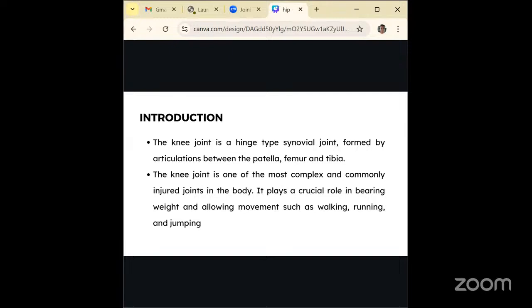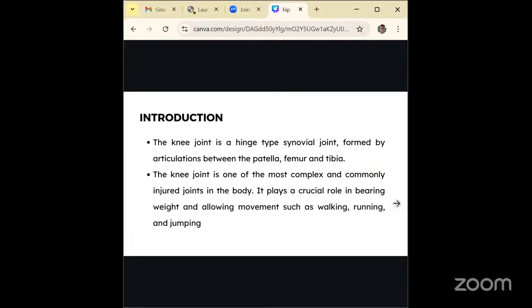And then you must tell us the structures that are joined together to form that joint. So for the knee joint, we have the patella, the femur, and the tibia. And another name for the patella is what? Anatomists? Another name for the patella, anybody can answer, please. Another name for the patella? Kneecap. The kneecap.